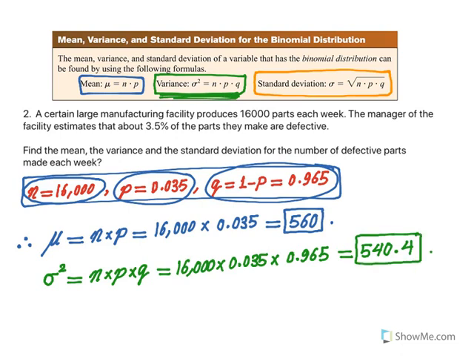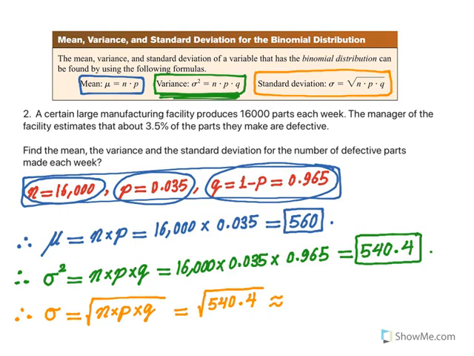Okay, and the last and easiest one. I forgot to say therefore here for this variance, and so therefore also the standard deviation sigma is the square root of the variance, which is n times p times q, and we computed it already, so it's the square root of 540.4, which is approximately 23.247. Or if you wanted two digits, you can say it's approximately 23.25. It depends on what you're asked to do.